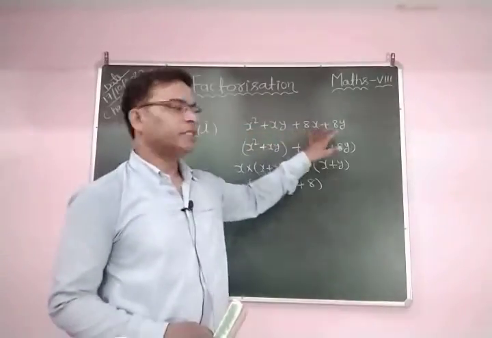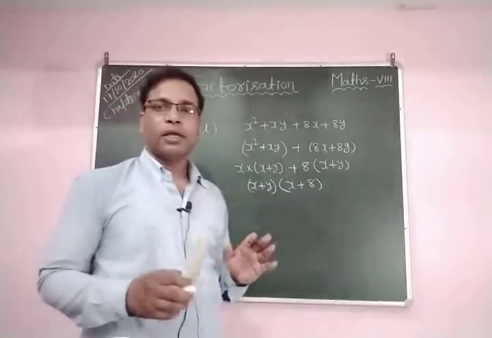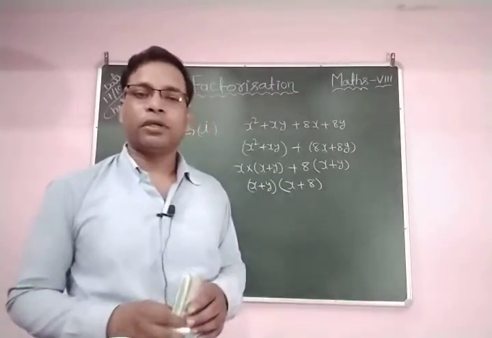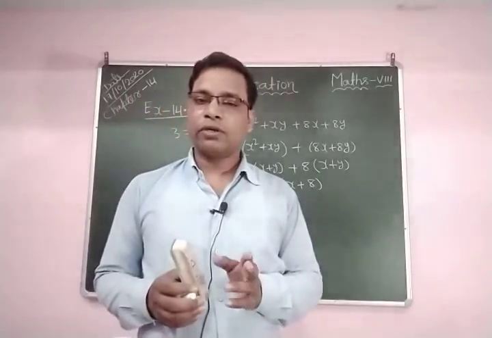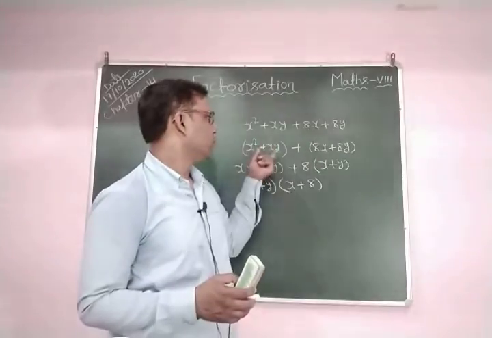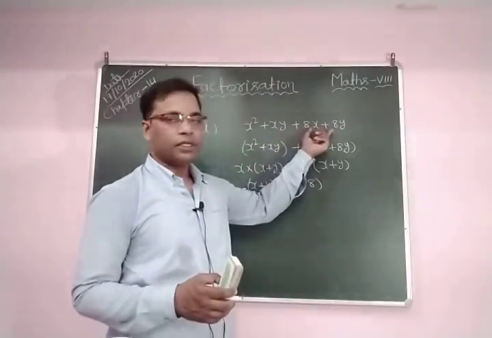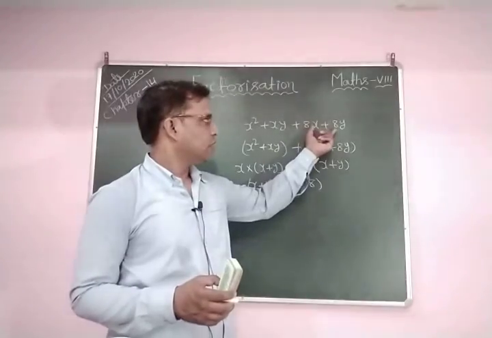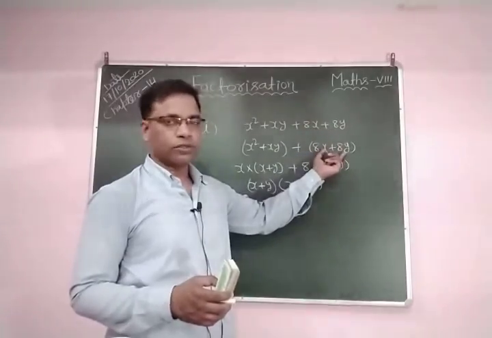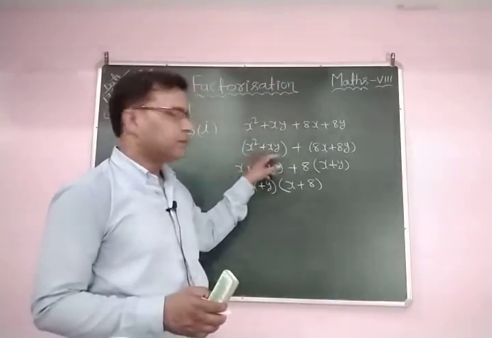In this question, the expression given is x square plus xy plus 8x plus 8y. Now after this we make groups. We group it into two terms: we take the first two terms as one group, using brackets, and the last two terms as the second group. After this we try to find what is common between them.